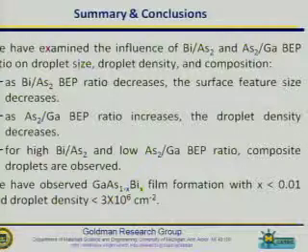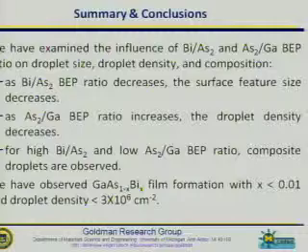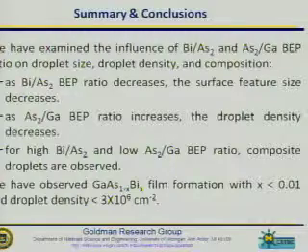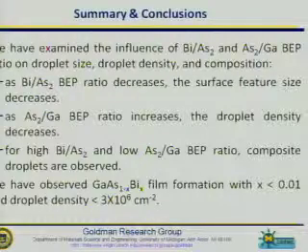Overall, we've looked at the influence of changing parameters, specifically the bismuth to arsenic and arsenic to gallium BEP ratio, on the surface features that are observed. We've done this through examining droplet size, droplet density, and composition. We've arrived at three different observations.